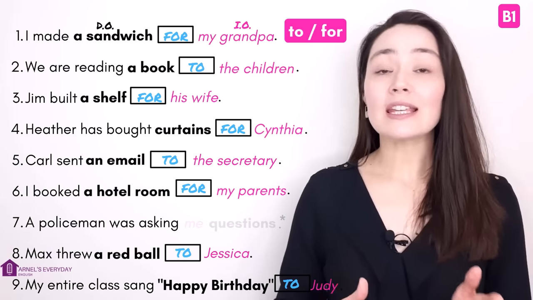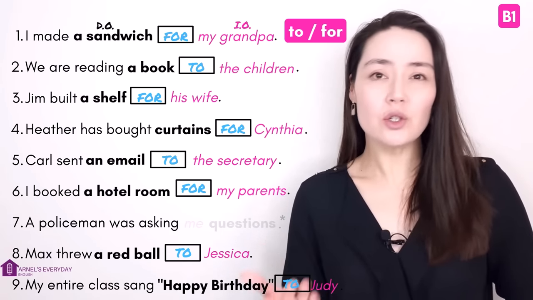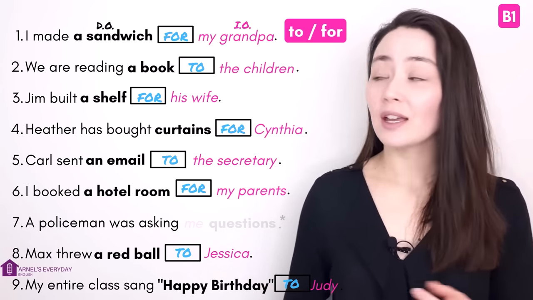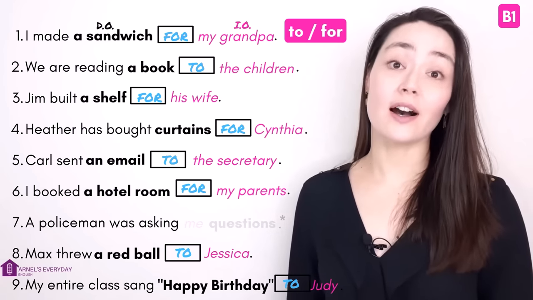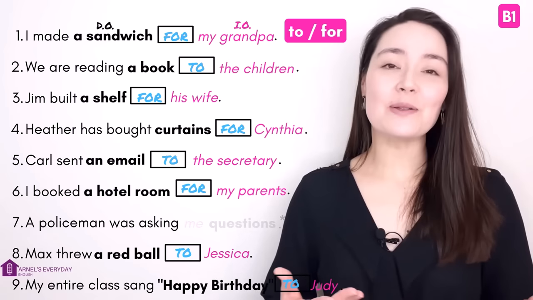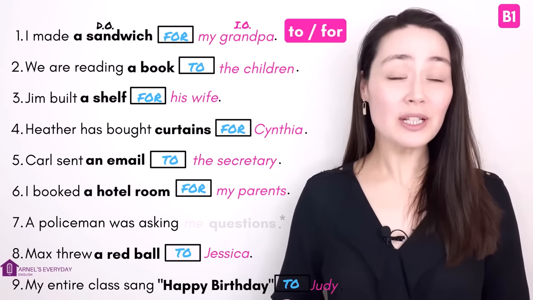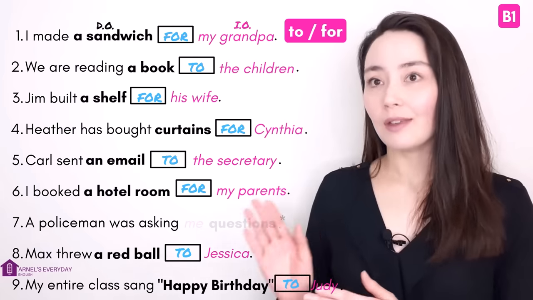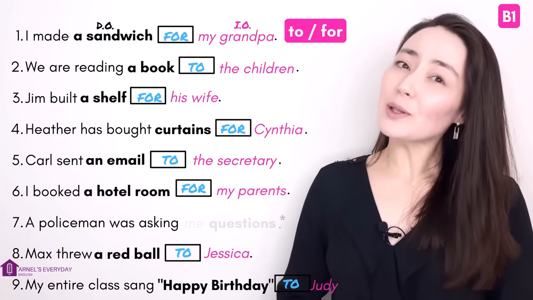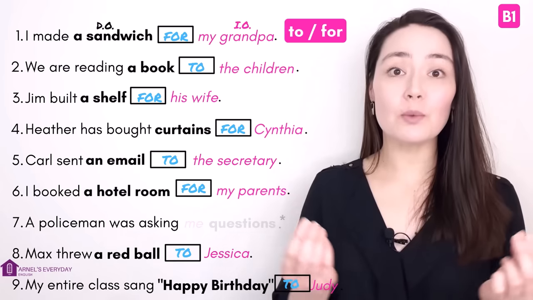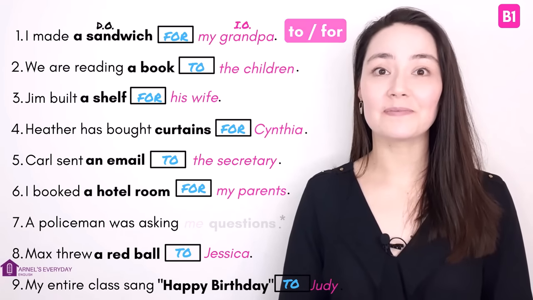You might be thinking, is there a rule for this? When to choose for, when to choose to? No, there isn't a rule. As you know, with prepositions, there can be guidelines, but there really isn't a rule in this case. So when you're learning prepositions, it's good to learn them with the verb together.